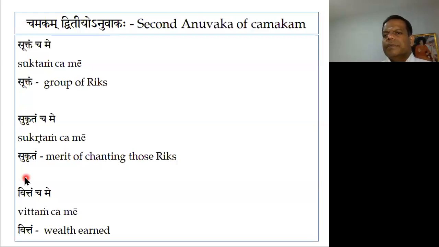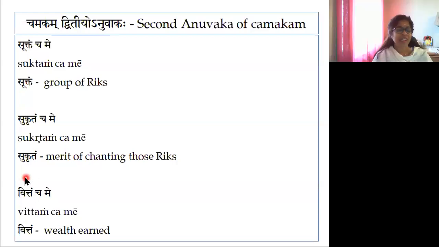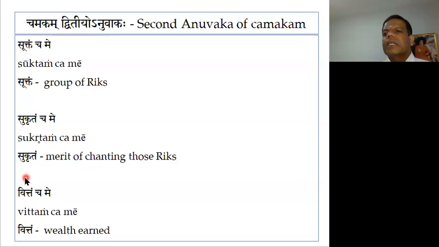Yes, sister. What is the meaning you have put underneath Suktam chame? Group of riks. Rik, or ruk. In the Rigveda, all the mantras which are there are called riks. They are poetic mantras.